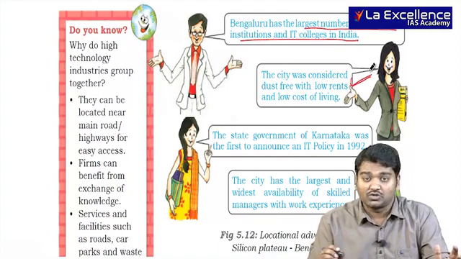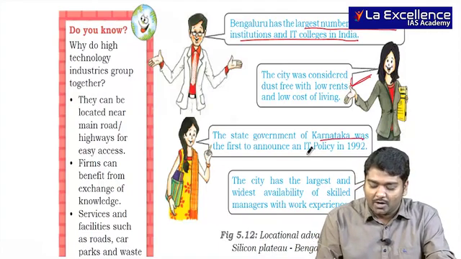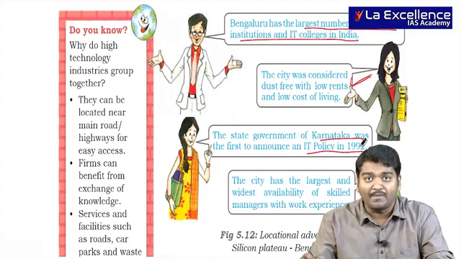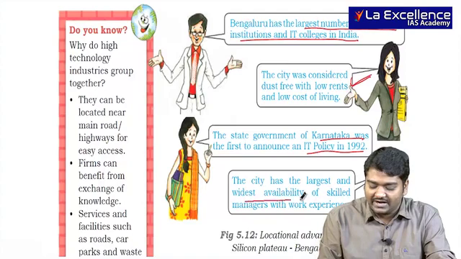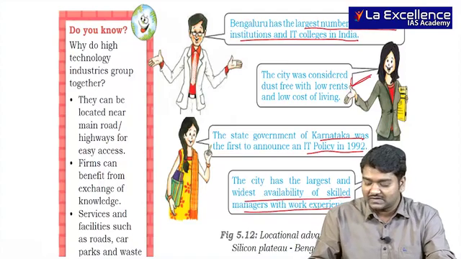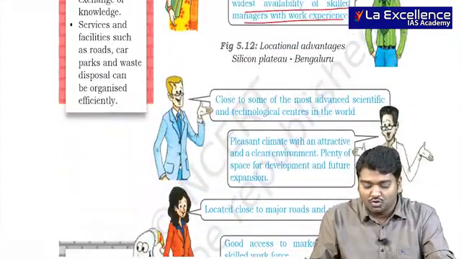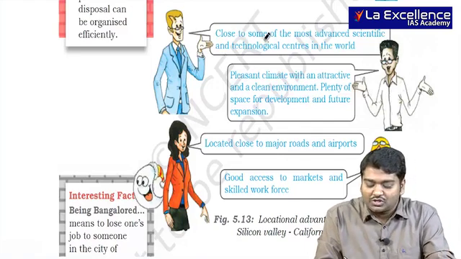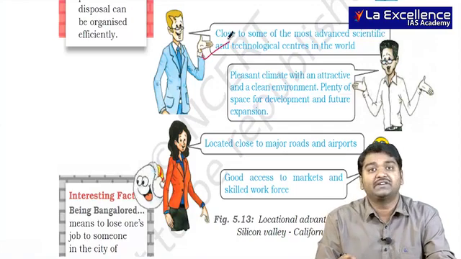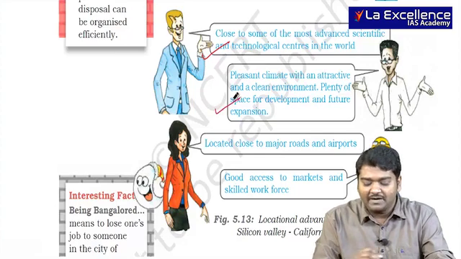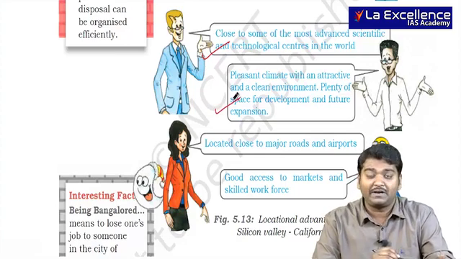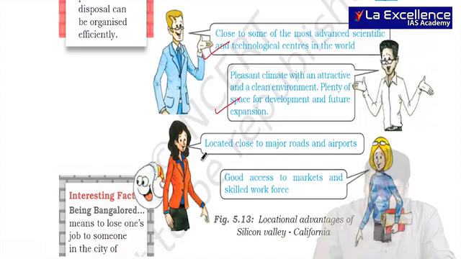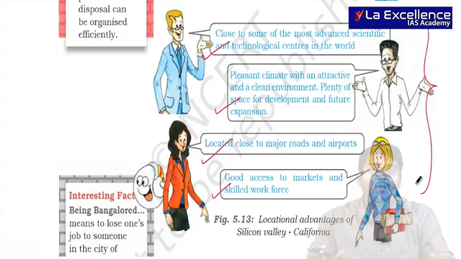So the climate of the city was also very good. The state government of Karnataka adopted an IT policy in 1992, which favored companies to come there. The city has the largest and widest availability of skilled managers with work experience. All this made them choose Bangalore. Now, when we compare it with Silicon Valley in the United States, it is close to some of the most advanced scientific and technological centers in the world. It has a pleasant climate with an attractive and clean environment, plenty of space for development and future expansion as well. It is located close to major roads and airports, and skilled labor is available. So these factors made Bangalore and Silicon Valley hubs for information technology.